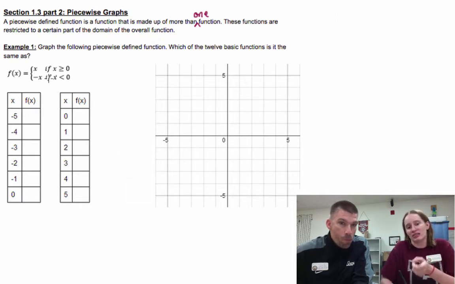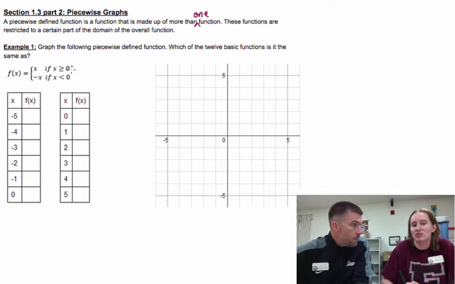So here is an example on your paper of a piecewise defined function. We've got a function x, but that function we're only going to use when x is greater than or equal to 0. Not negative. Negative numbers do not apply. And then negative x if x is less than 0.